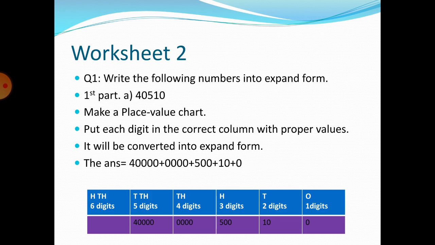Ones have a 1 digit number, tens have a 2 digit number, hundreds have a 3 digit number, thousands have a 4 digit number, and ten thousands have a 5 digit number, and hundred thousands have a 6 digit number. Put all the digits in the correct column, then it will be converted into expanded form. I have done the first part for your understanding. Look at it carefully.